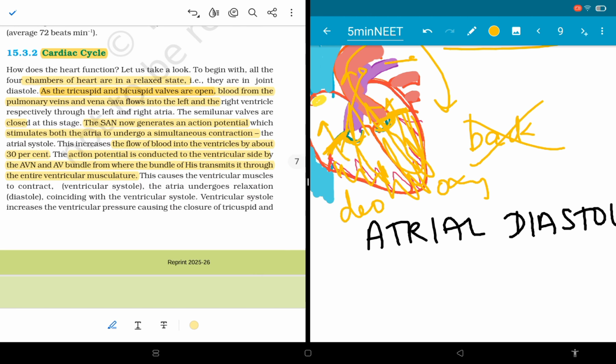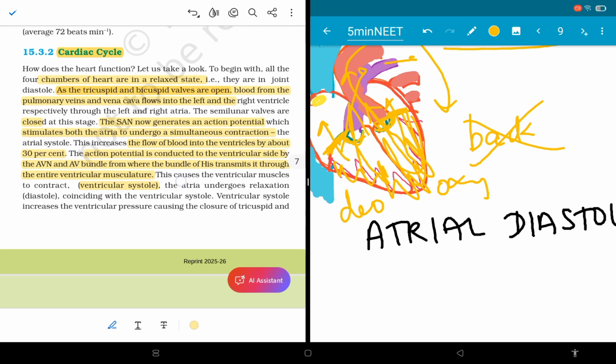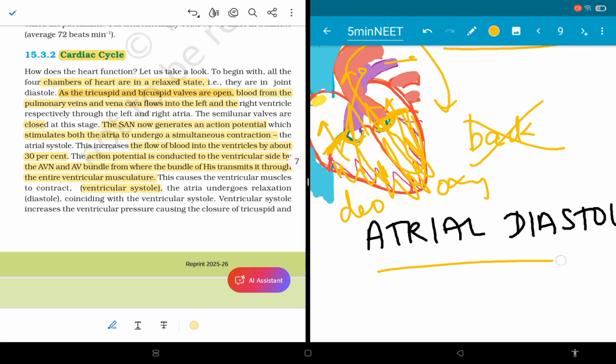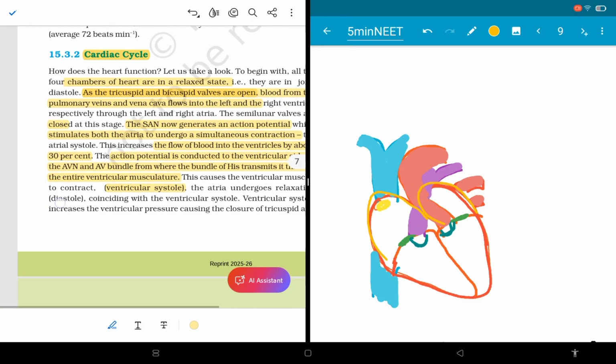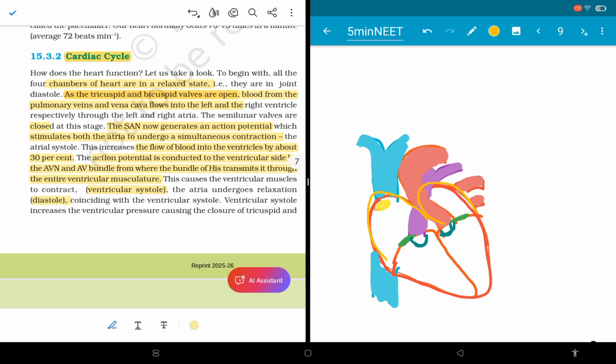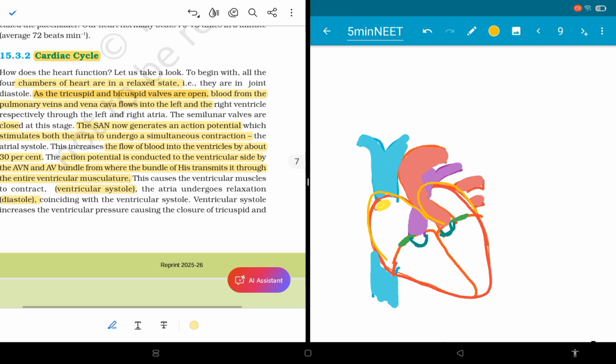This causes the ventricular muscles to contract. Ventricular systole happens. The atria undergo relaxation. Now the atria has to undergo relaxation, right? Because no blood is inside. No one is there to push it. No action potential. The action potential has transmitted downwards. So no potential there. Now the atria will be relaxed. As you could see in this picture, the atrium is relaxed. Atrial diastole. So when the ventricular systole happens, atrial diastole happens. Both will coincide. That is what they are telling here.